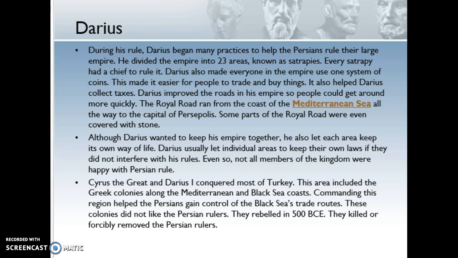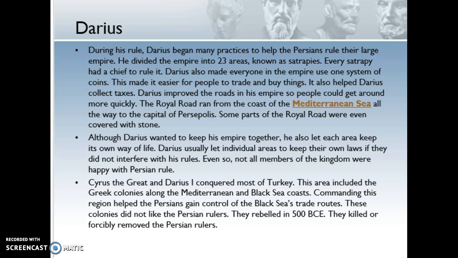Darius improved the roads in his empire so people would get around more quickly. The Royal Road ran from the coast of the Mediterranean Sea all the way to the capital of Persepolis. Some parts of the Royal Road were even covered with stone. Although Darius wanted to keep his empire together, he also let each area keep its own way of life. Darius usually let individual areas keep their own laws if they did not interfere with his rules. Even so, not all members of the kingdoms were happy with Persian rule.